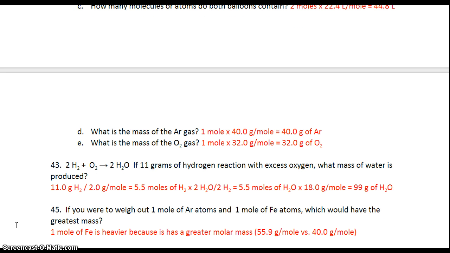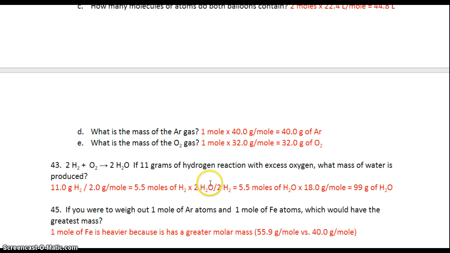Taking a look at number 43, stoichiometry problems here are all about combining various mole conversions and ratios of substances from a balanced reaction to calculate the amount of a product that's formed or the amount of a reactant that's required. So here in number 43, we're given 11 grams of hydrogen gas, and we're trying to find out what mass of water is going to be produced.